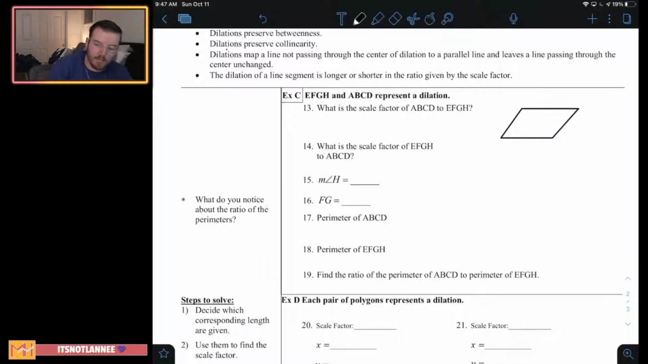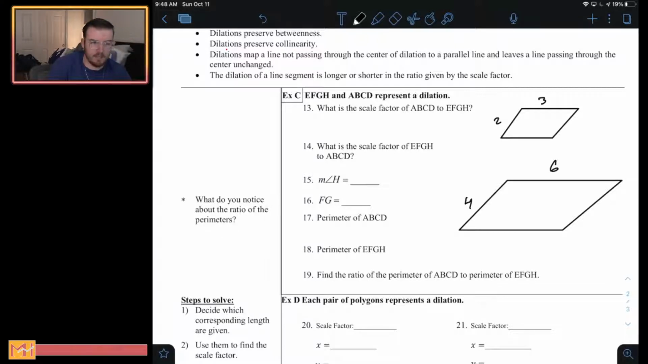So here's that four-sided shape, and here's this slightly larger but similar looking four-sided shape. Okay? So we know that this is 2 and this is 3. We know that this is 4 and this is 6. Okay? That's what we know.